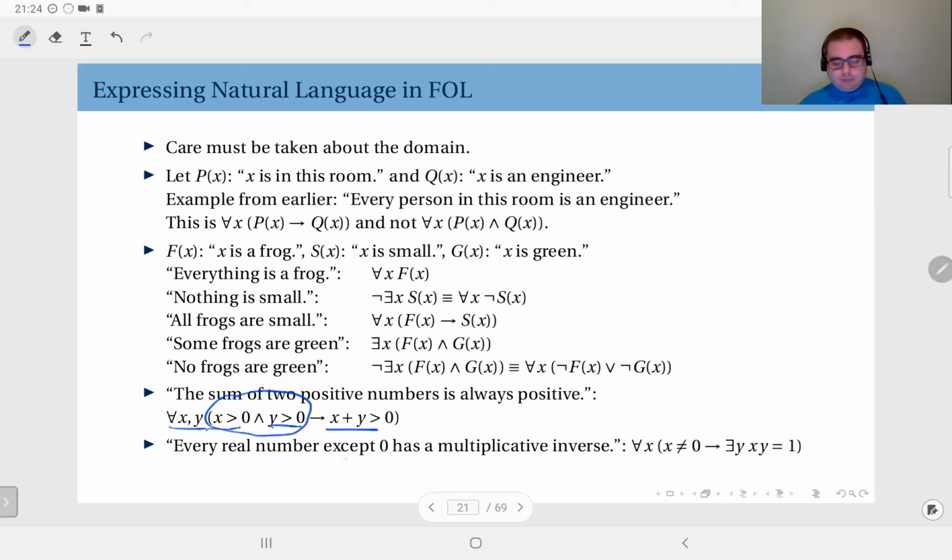Finally, every real number except 0 has a multiplicative inverse. Every real number except 0. Again, this is sort of a domain. Therefore, I can write for all x, if x is not 0, then it has a multiplicative inverse. So a multiplicative inverse for this number exists. Now, I'm talking about existence inside a universally quantified statement. So here I have for all x, if x is not 0, then there exists a y, which is the multiplicative inverse, so x times y equals 1.